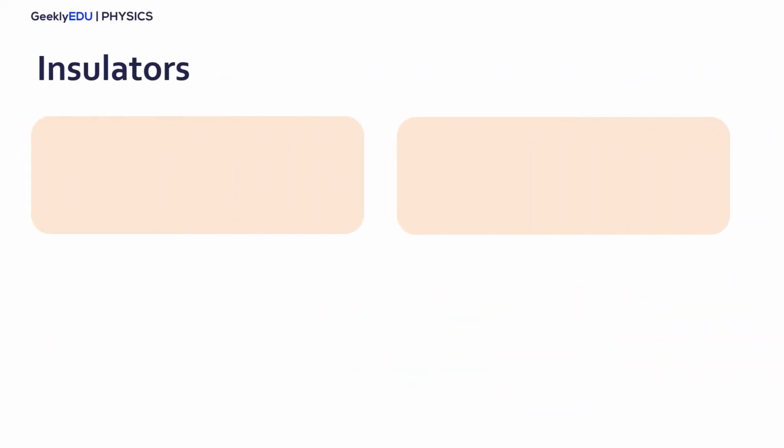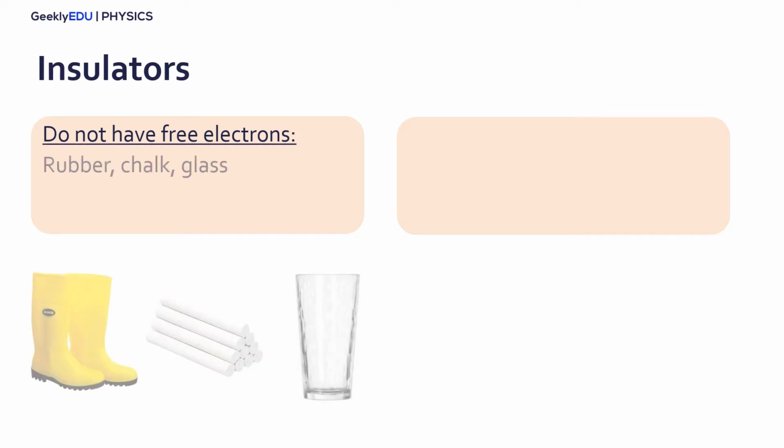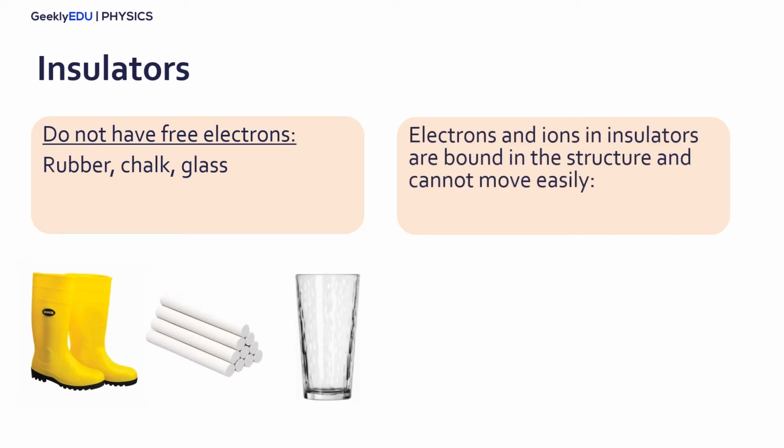Insulators, on the other hand, are the opposite. They are materials that do not have free electrons. Some examples are rubber, chalk, and glass. The electrons and ions in insulators are bound in the structure and they cannot move easily.